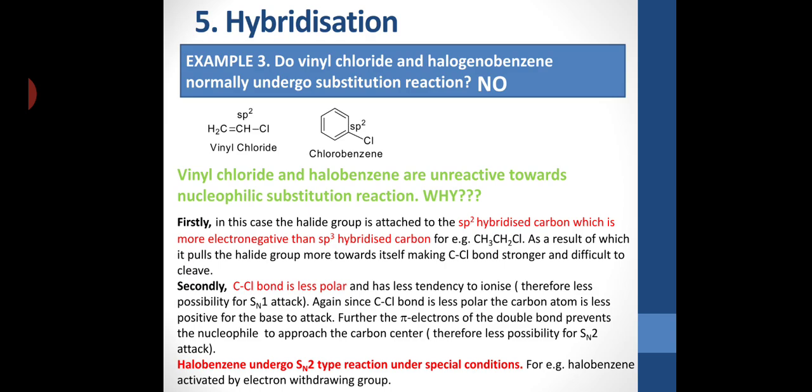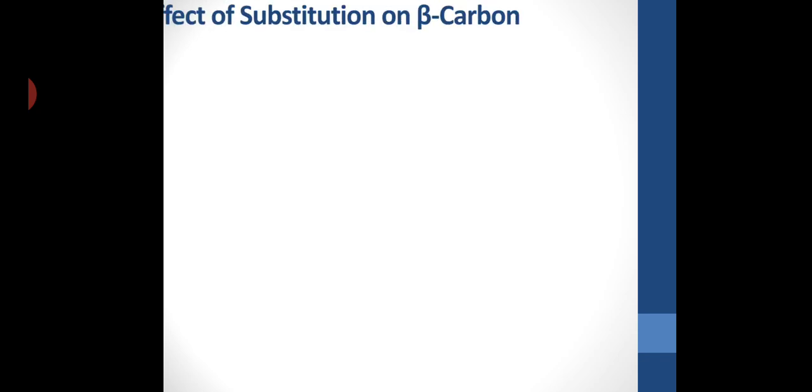Halogenobenzene undergoes SN2 type of reaction under special condition. Look at this example. Chlorobenzene does not undergo nucleophilic substitution reaction, but para-chloronitrobenzene undergoes nucleophilic substitution reaction because of the activation of the ring by electron withdrawing group, that is the nitro group. Now let's move to example 4.